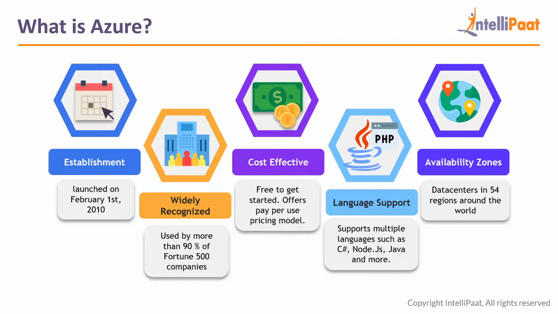For example, you can create a server from the code. You can upload content into Azure Blob Storage from the code. So you can use all that using the language support, that is SDKs. And also availability zones. There are 54 different regions in which Azure data centers are available. This is the highest in any cloud provider, even though AWS is number one. But in terms of data centers available in various geographical regions, Azure is the number one in that.